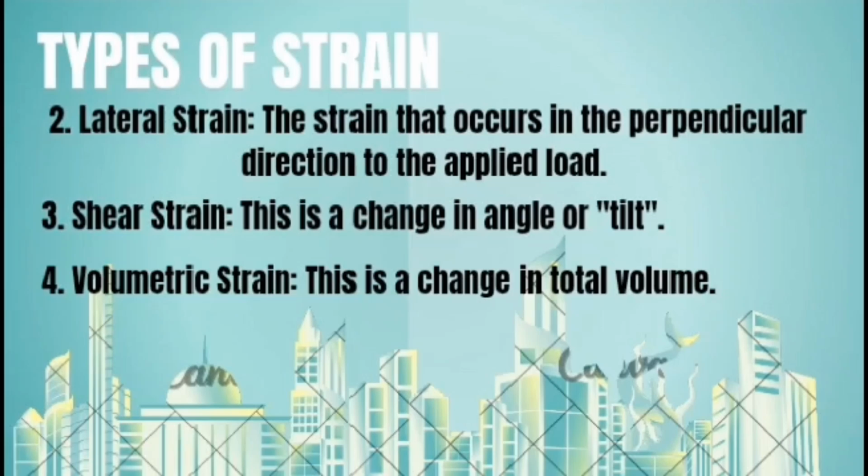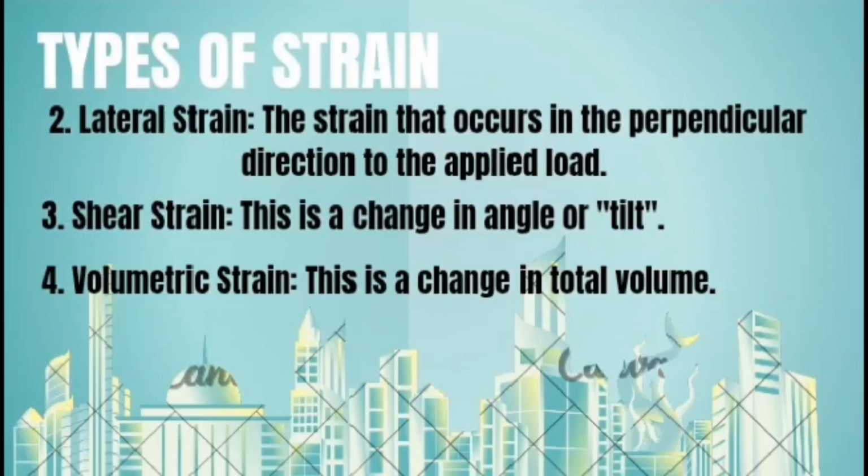The third type of strain is the shear strain. This is a change in angle or tilt. So imagine pushing the top of a deck of cards sideways while the bottom stays still. The cards lean at an angle. That leaning is the shear strain.